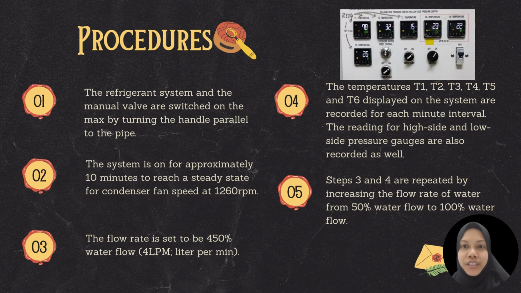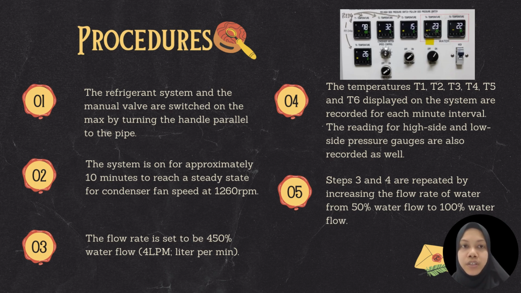Now for the procedure. The first step, the refrigerant system and the manual valve are switched on to the maximum by turning the handle parallel to the pipe. Second, the system is left on for approximately 10 minutes to reach a steady state, with condenser fan speed at 1260 RPM. The third, we set the flow rate to be 50%.